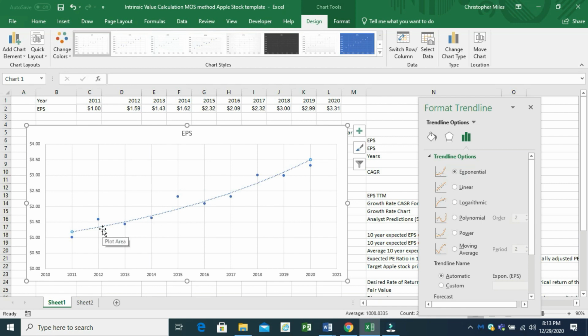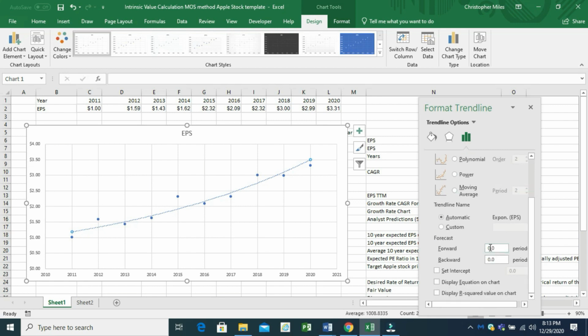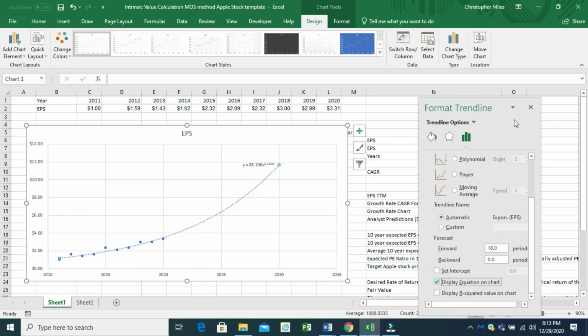And you can see it adds a little bit of curvature to the line. The other thing I want to do is come down here and forecast this out. Remember, we're looking for the earnings per share in 10 years. So a nice way to do this is to forecast it forward 10 years. And I also want to display the equation on the chart. So this is the equation for the trend line that we just drew.